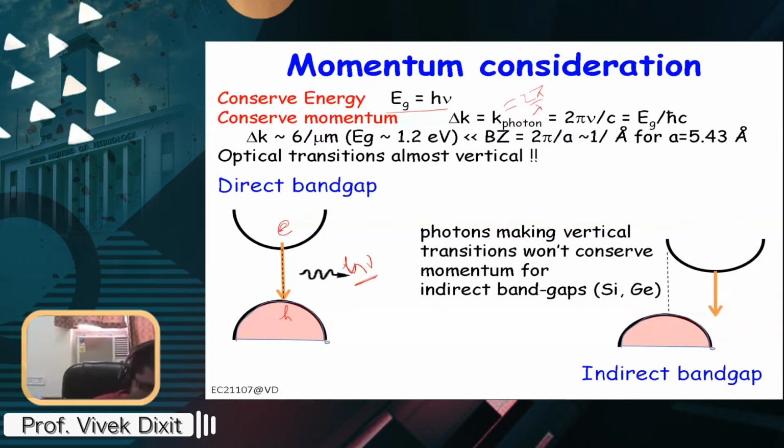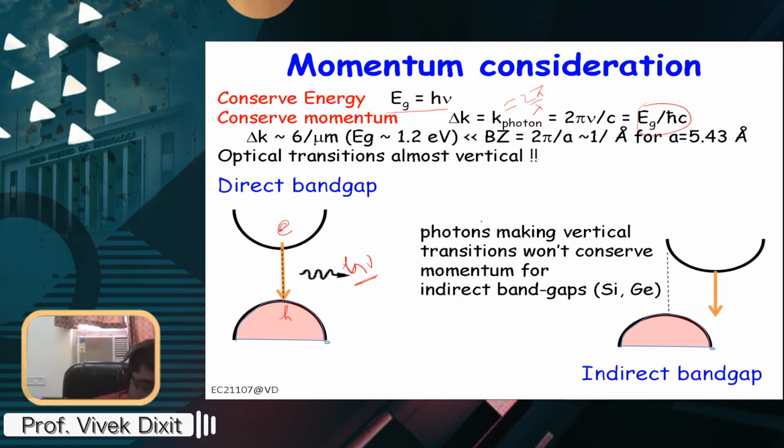Now, c is equal to nu lambda, right? So it can also be written as 2 pi nu by c, and h nu will be the band gap, right? So if you write band gap by h, and h by 2 pi is h bar, you can write this simple expression: Eg by h bar c.